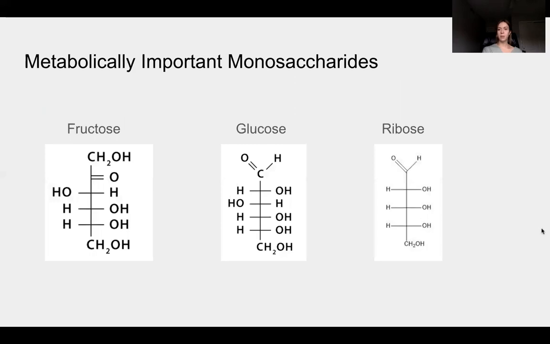So here are some metabolically important monosaccharides. I would definitely encourage you to memorize at least if it's an aldohexose or those things, because that tells you a lot about the structure without knowing exactly what the chirality of each carbon is or which side the hydroxyl group is on. So yeah, I would just definitely be familiar with these 3 monosaccharides.